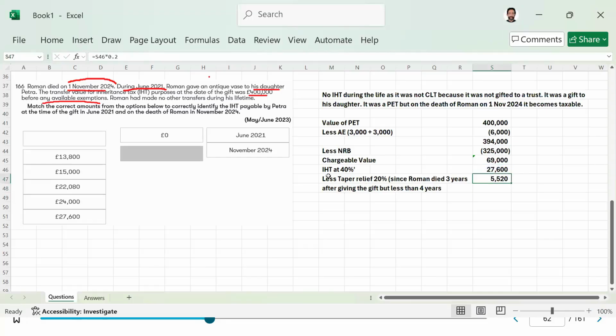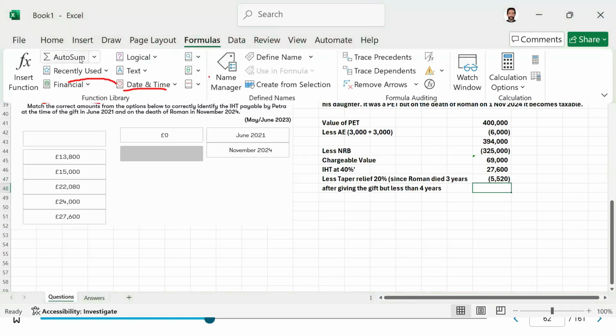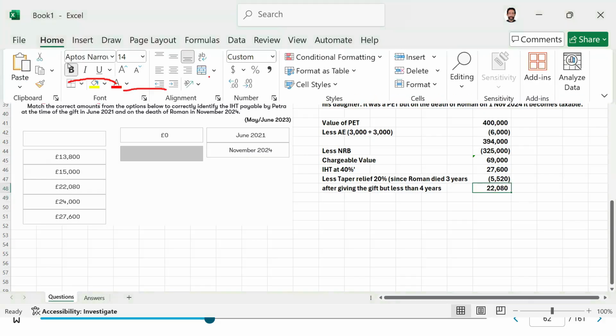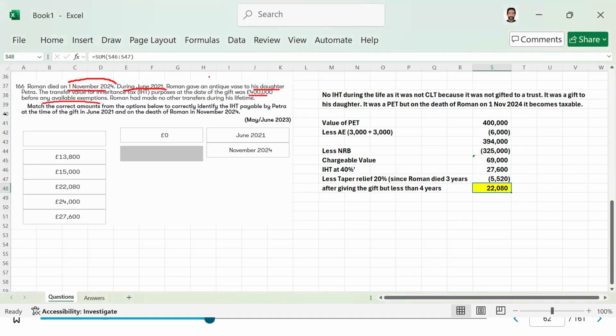Okay. So there's a table which will be available in the exam. So 55,520, we're going to deduct this value. So that is going to be 22,080. So this is the value which is chargeable after the taper relief. Okay. So this is a good question in a way that it has helped you understand all the elements.